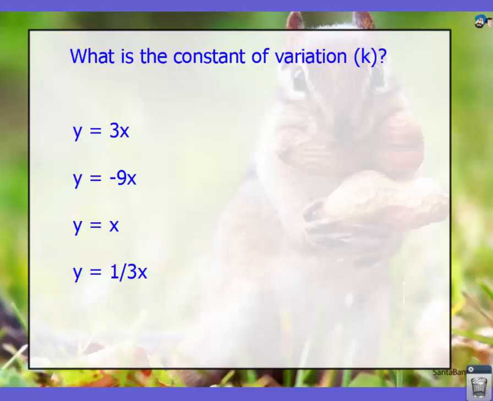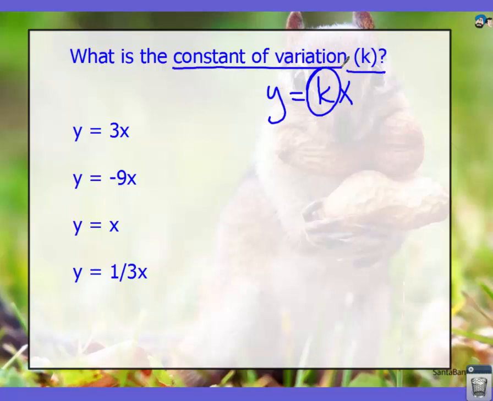Okay, so if I were to give you some examples here, it says, what is the constant of variation? Well, in this first one, what we're talking about is the k value. So when we have y = kx, I'm looking for that value right there. That is our constant of variation. So in this first one, the constant of variation is 3.